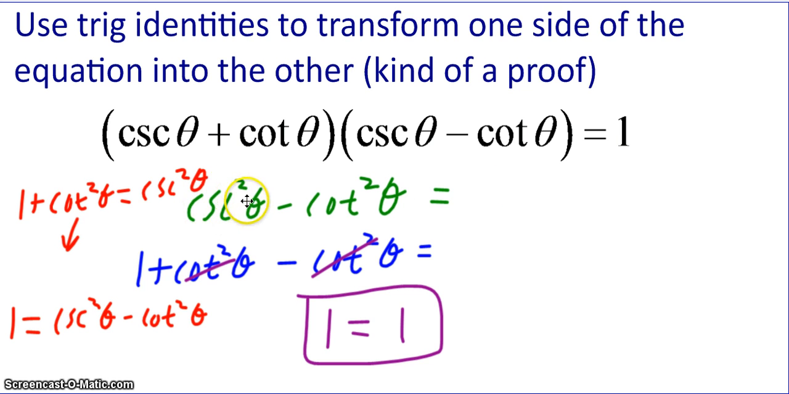I know cosecant squared of theta is 1 plus cotangent squared of theta. The cotangent squared theta minus cotangent squared theta cancels, and I'm left with 1 equals 1. Now, just to show you, because I know you guys are going to start to jump to shortcuts, if I know this Pythagorean identity, I can rearrange any of these identities however I want. So I know if this is true, this has to be true. So I could have gone right from the green to my answer of 1 equals 1.